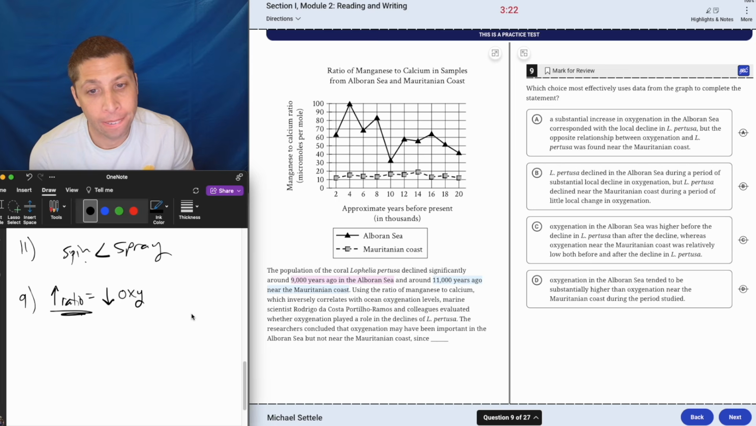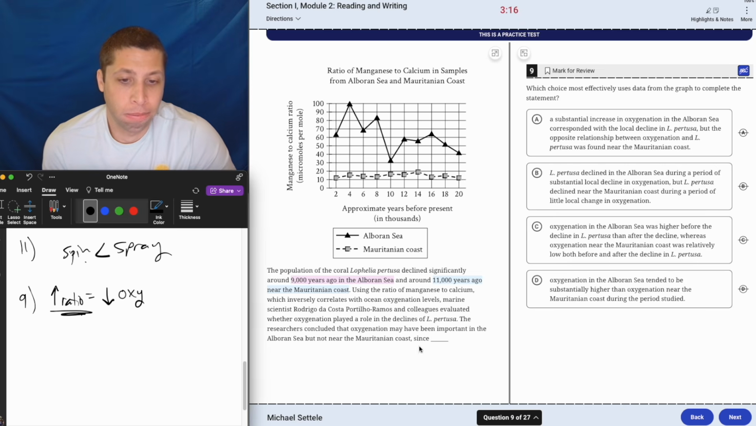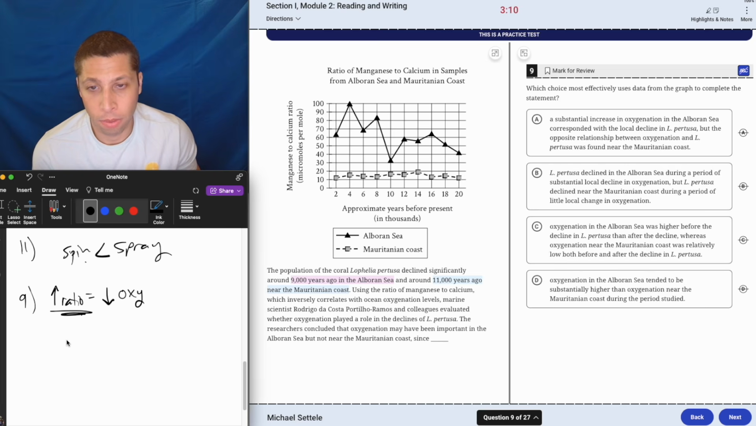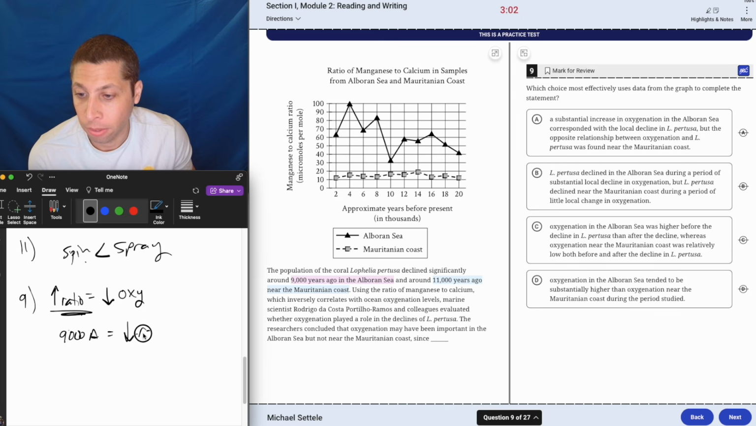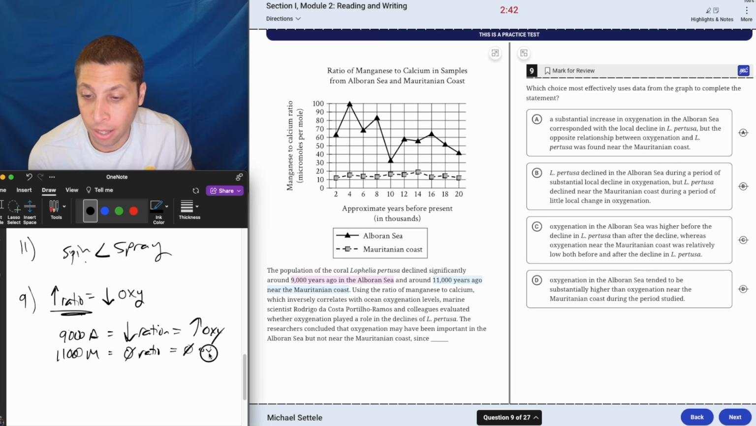Okay. All right. So it matters. So what's going on? Okay, 9,000 in the Alboran. What's happening then? There's a big decline of something, of the ratio. Okay, which means there's a big increase in the oxygen. And then 11,000 in the whatever, Mauritanian, what's happening? There's nothing happening. So nothing happening to the ratio, which means that there's probably nothing happening to the oxygen.